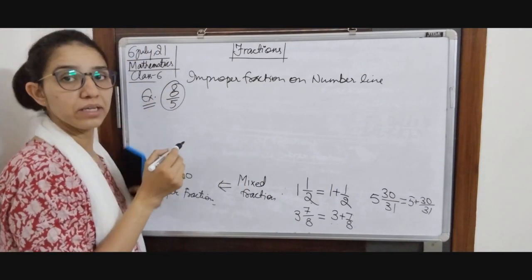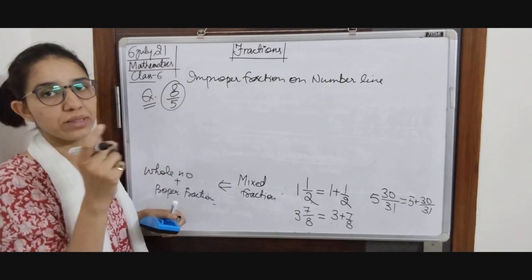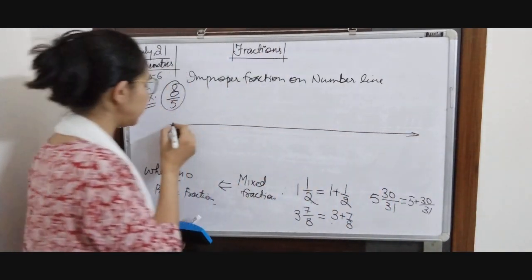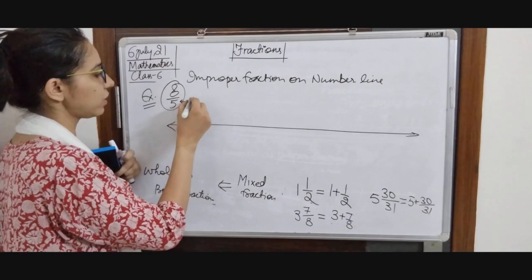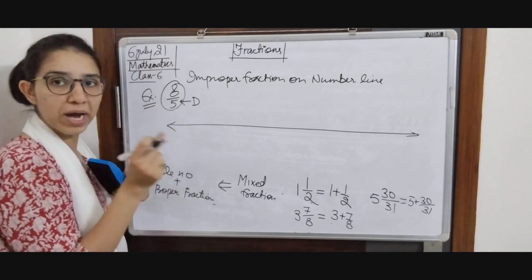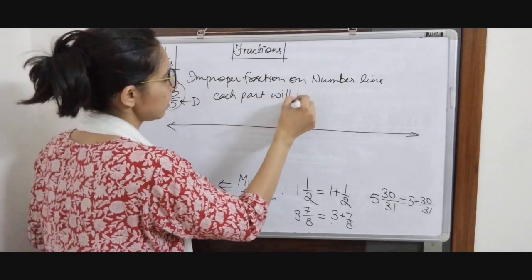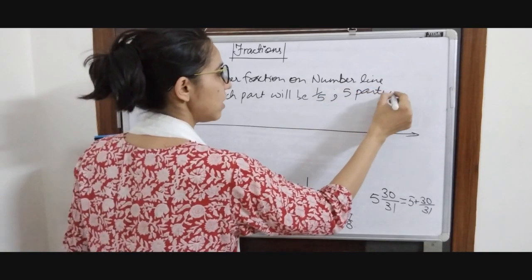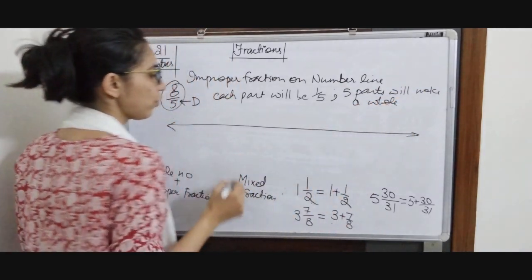It means that 5 parts will represent one whole. You will remember that thing, and each part is going to be 1 by 5th. So you will take a hint from the denominator. 5 parts will make a whole and each part will be 1 by 5.